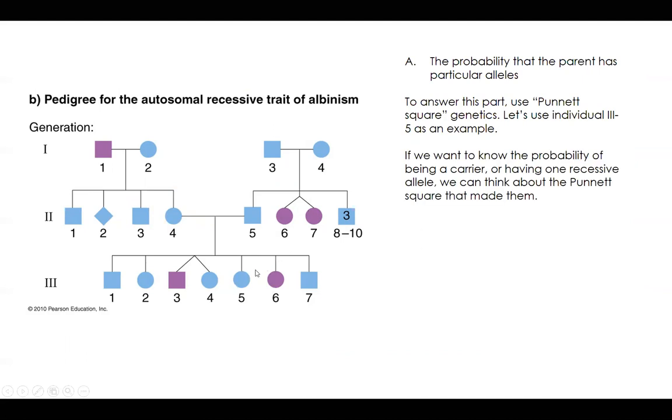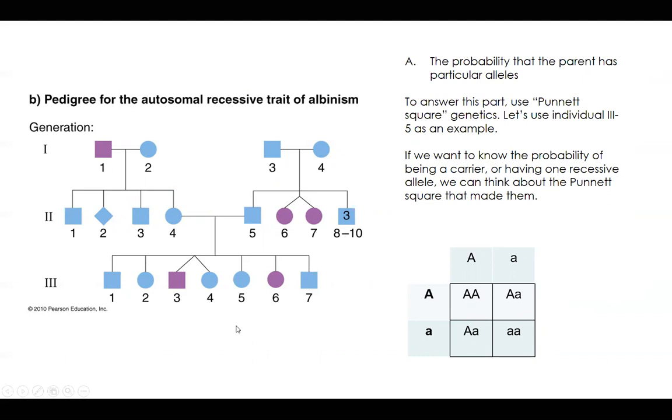So to answer this, we need to use Punnett square genetics, and we're going to get probabilities. So in order to think about individual 3-5, the question we're asking is, what is the probability that this is a carrier? We have to think about the Punnett square that made them. Okay, so this is 2-4 and 2-5. We know 100% these have to be carriers based off of their offspring and parents. So this would be their Punnett square. This is 2-4 and 2-5, heterozygous, big A, little a, big A, little a for albinism. Okay, so these genotypes are the resulting offspring that could be 3-5.